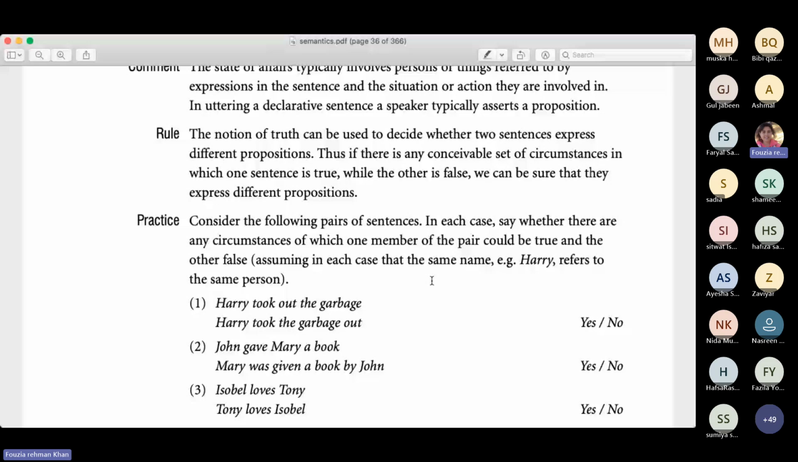So what we are supposed to do is see whether they are referring to the same proposition, whether there are any circumstances in which one member of the pair could be true and the other false. We'll see if one is true, the other has to be true, or if one is true, the other is false, and then we will discuss that also.